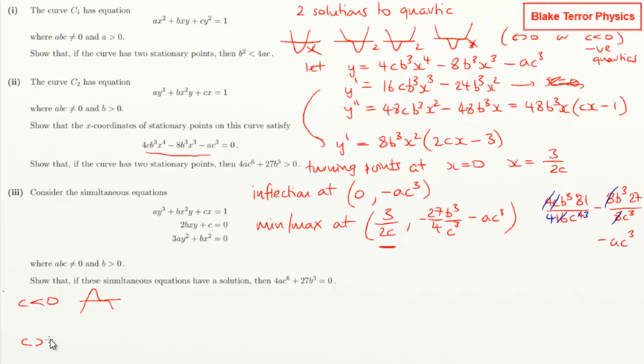If c is positive, then I'm going to have the minimum on the right. So I'm going to have something that looks like that. Right, so they're my two options on this. So what does that mean? I just have to look at these y coordinates, don't I, and say that that thing's got to be positive.